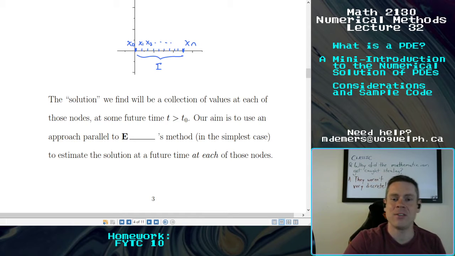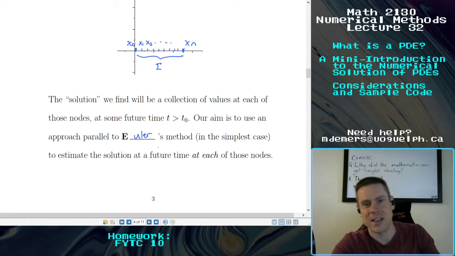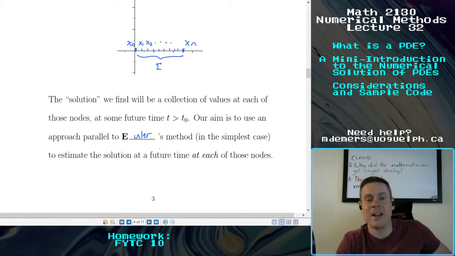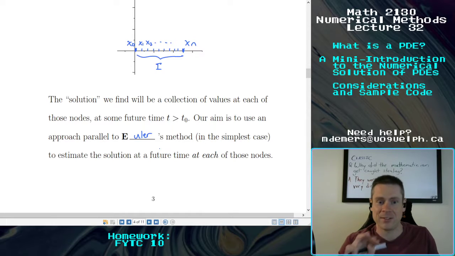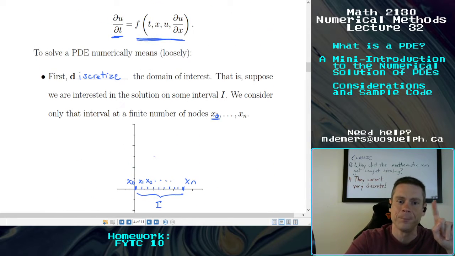Well, our aim is to use an approach that's parallel to Euler's method. That's in the simplest case, okay? There are better schemes, more complicated yet, but we'll keep it simple for the basics here. And we're going to use an approach parallel to Euler's method to estimate the solution at a future time at each of the nodes. Because I want you to go back to that equation up here.